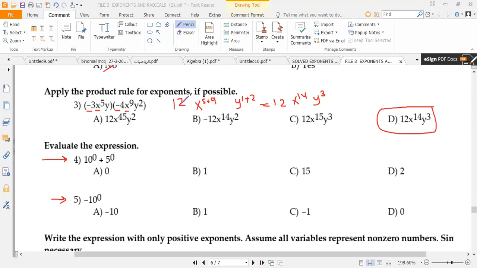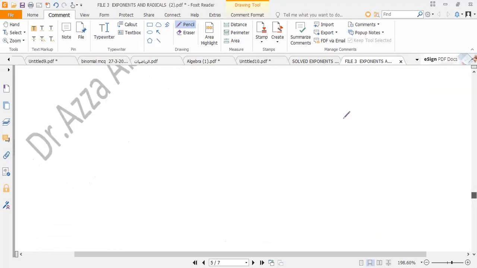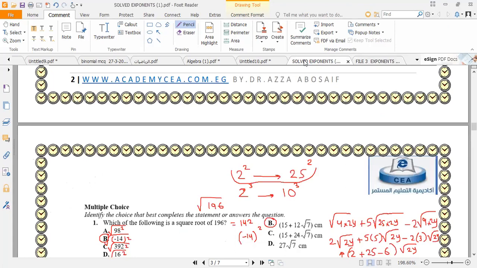Now Salma. Yes, Salma. Could you solve question number 4? Is it 0? It is 10 to the power of 0. We said that any number to the power of 0 equals what? Do you remember that?